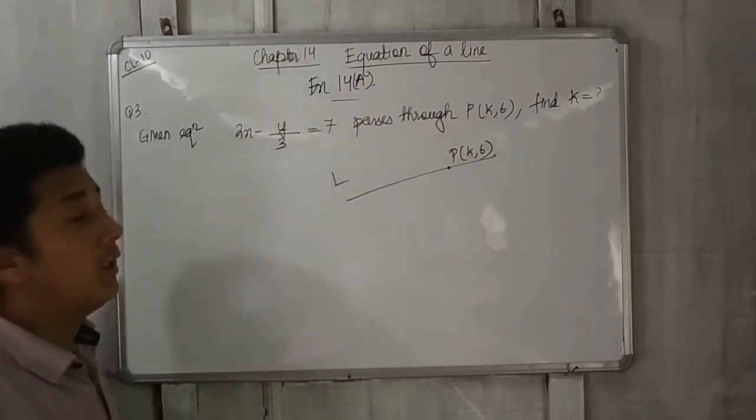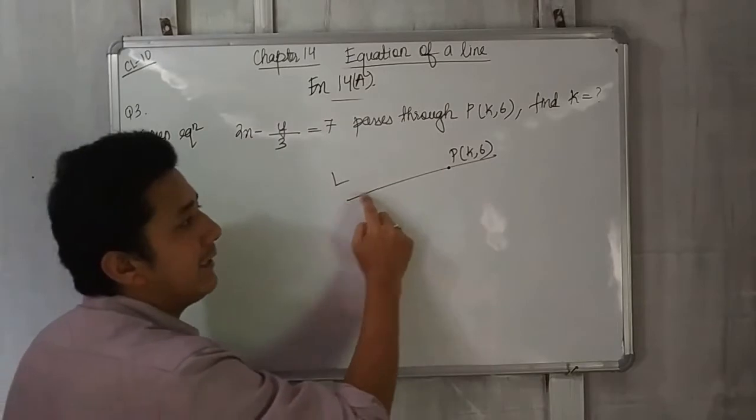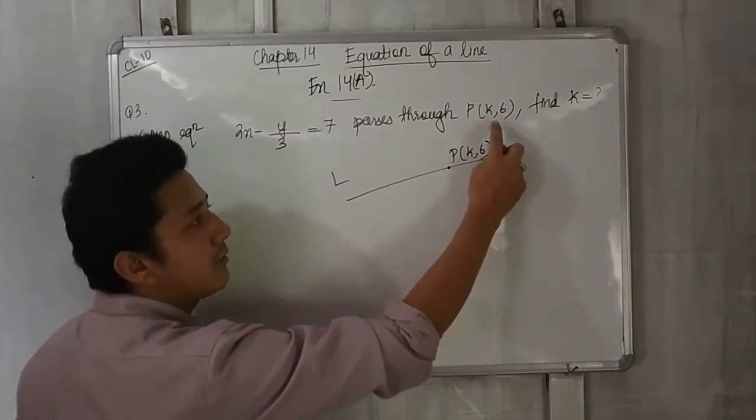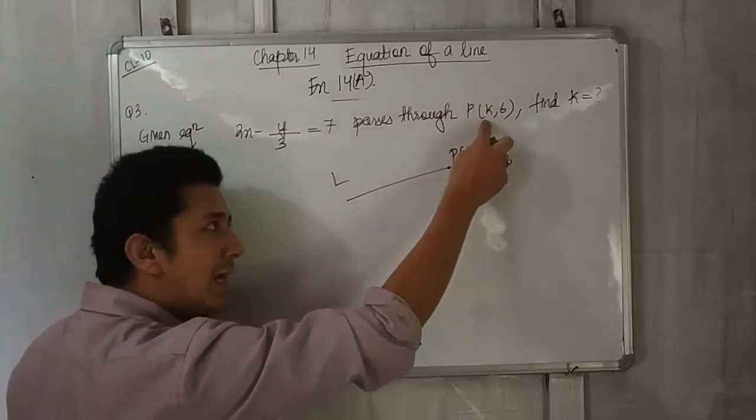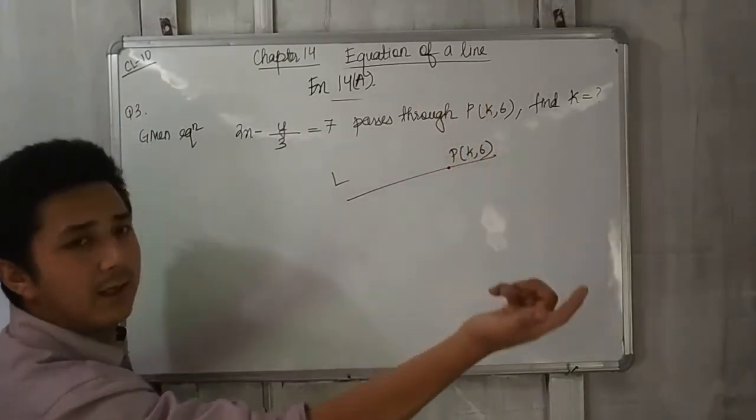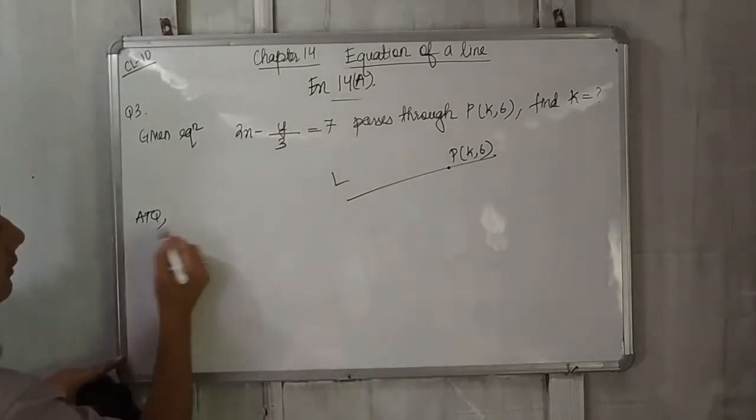But out here it is already given to us. Given that this straight line is passing through this point, which means that this point lies on the straight line. Am I clear?